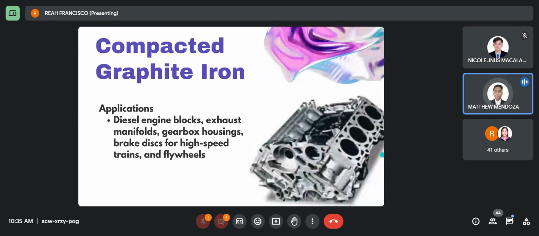So the compacted graphite iron, its application is more on diesel engine blocks, exhaust manifolds, gearbox housing, brake discs for high-speed trains, and flywheels.